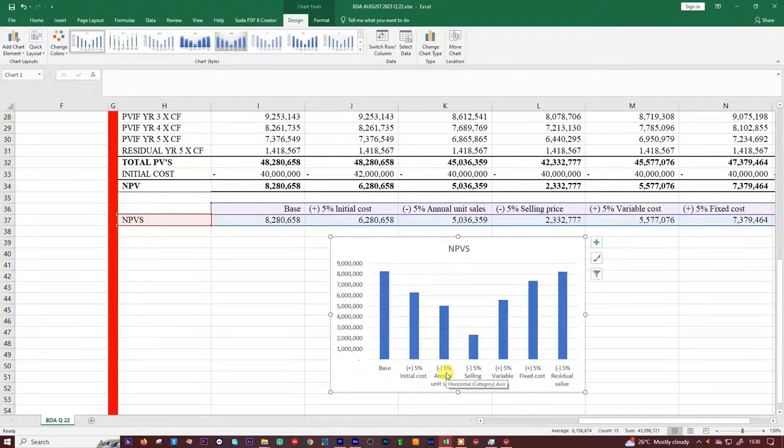So these are the NPVs based on the initial cost, the annual sales, selling price, the variable cost, and the fixed cost, as well as the residual value.